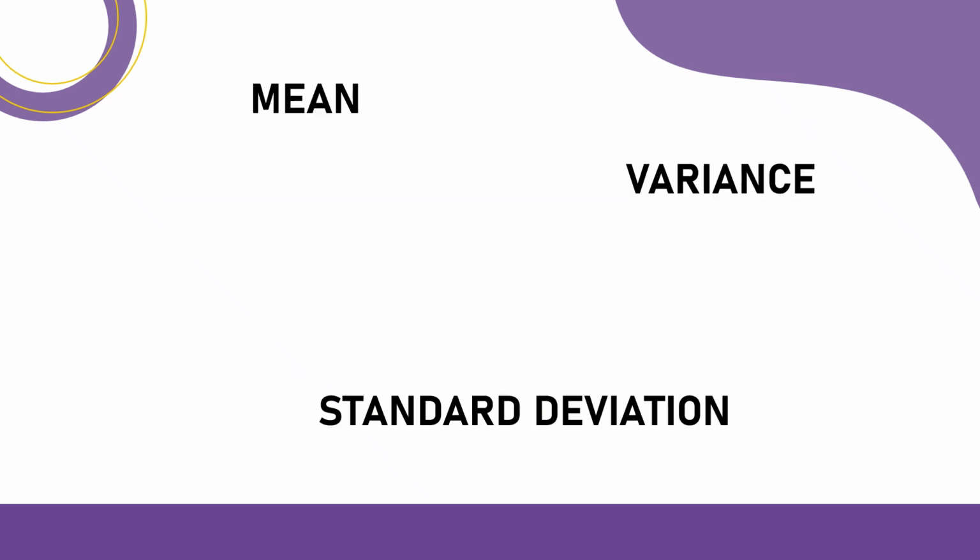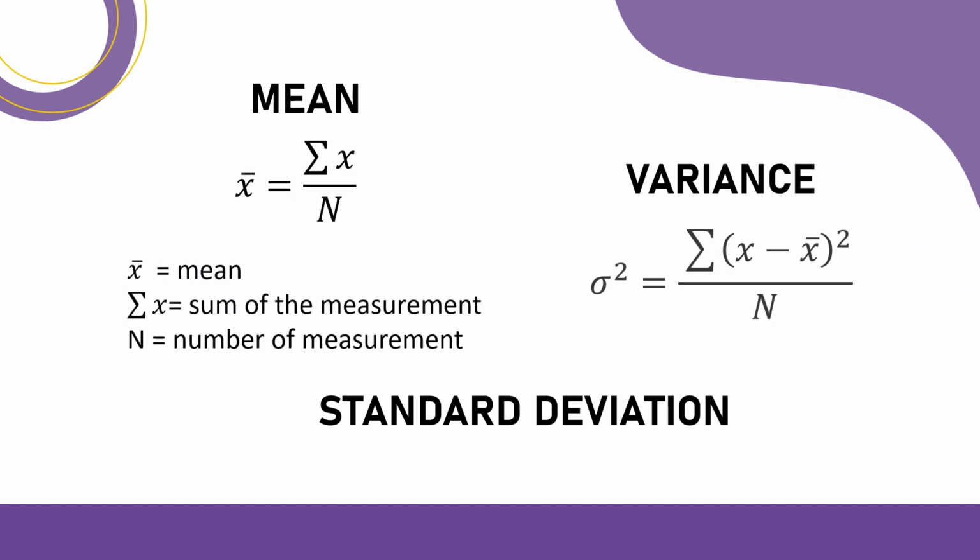To get the variance and uncertainties, you first need to compute for the mean to get the variance and the standard deviation. The formulas are flashed on the screen. To get the mean, we simply have the summation of the measurements divided by the number of measurements. For the variance, we get the summation of the squared values of x minus the mean all over the number of measurements, and the standard deviation is simply the square root of the variance.